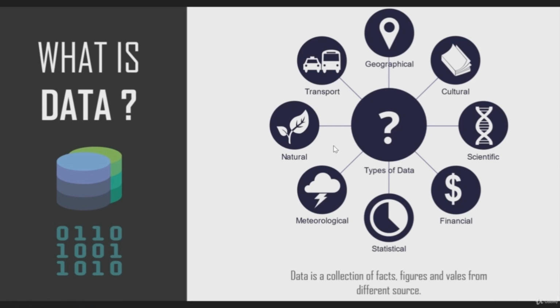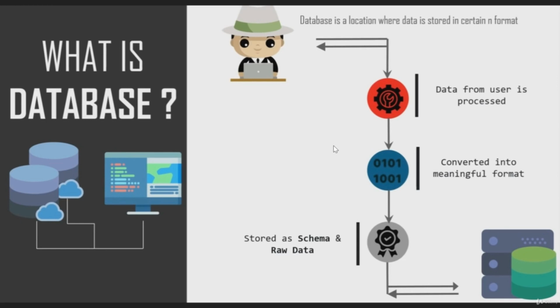So guys, let's continue. What is a database? A database is a location where data is stored in a certain format. You can see here, this guy is my user and my data is processed by my user. When my user processes this data, I can convert it into a meaningful format. What I mean by meaningful format is a format meaningful to the computer, like 01011001 and so on. After converting this, we can store this data as schema or raw data.